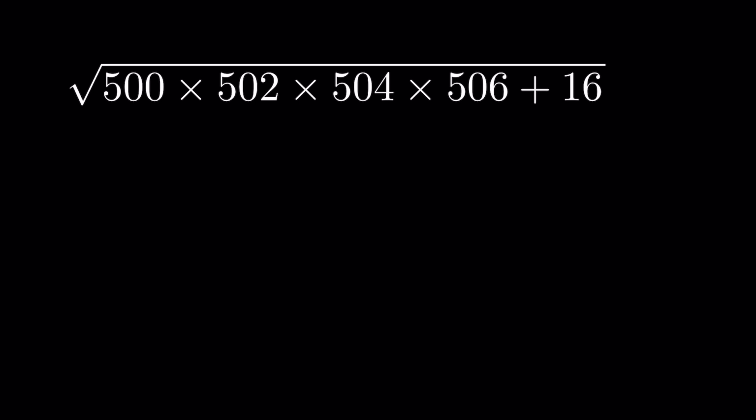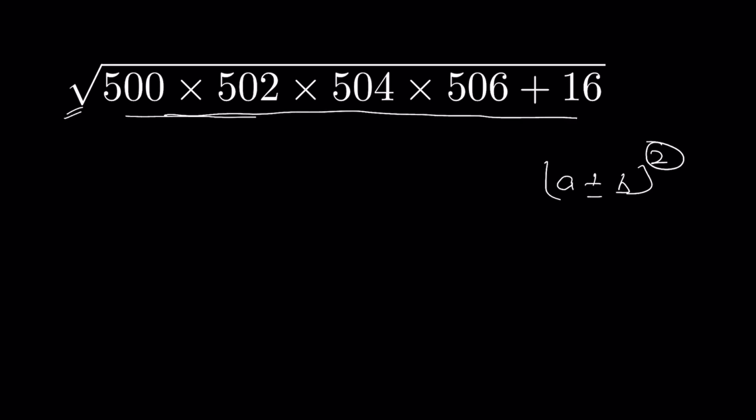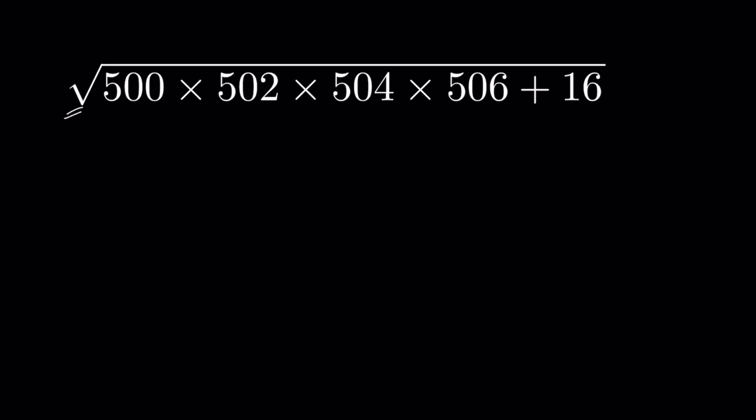So here we have numbers under square root. To simplify it, we need to remove this square root, and for that we need to bring this number in terms of a plus minus b whole square, so that this whole square can remove the square root. Since we don't want to use a calculator, we need to find some easier and simpler method to multiply these numbers.